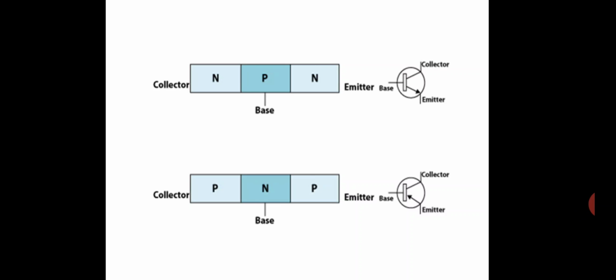A BJT consists of three different doped semiconductor regions: the emitter region, the base region and the collector region. These regions are respectively P type, N type and P type in a PNP transistor, and N type, P type and N type in an NPN transistor. Each semiconductor region is connected to a terminal appropriately labeled emitter, base and collector.